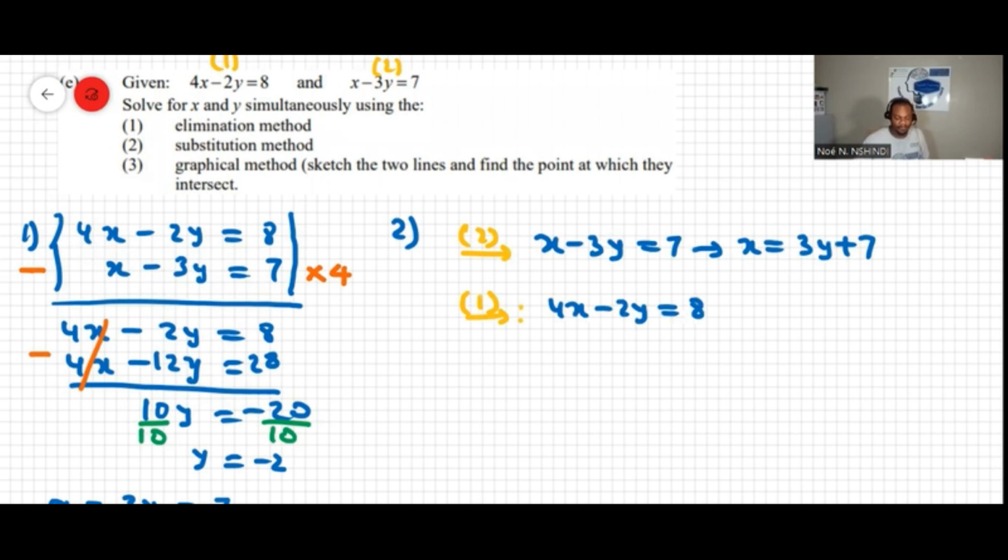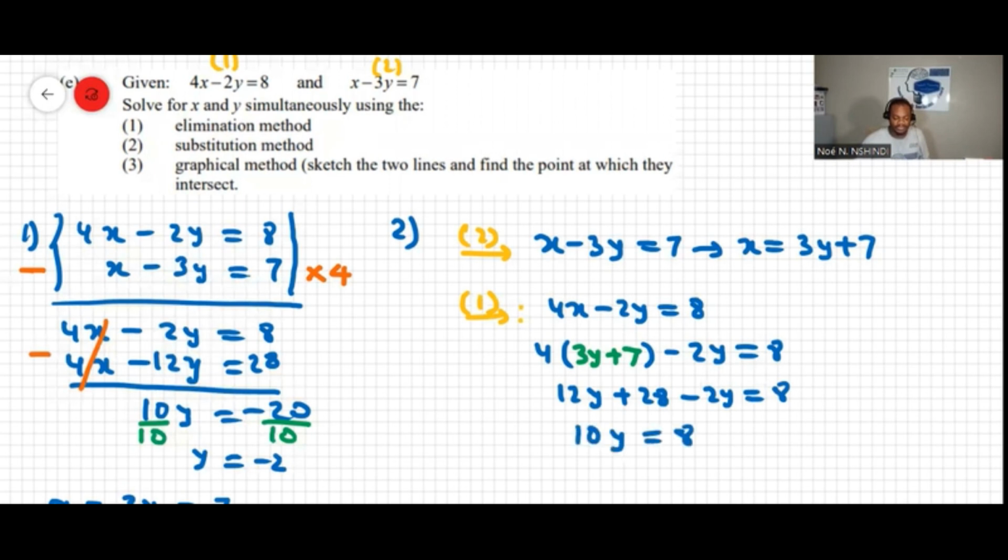So this will become 4x minus 2y equals 8. I'll substitute the value of x, which is 3y plus 7. So this will be 12y plus 28 minus 2y equals 8. Then 12y minus 2y makes 10y. And then 8 minus 28 is negative 20, because if I move 28 over, it's negative 20. Then we divide by 10, and we get the value of y, which is negative 2.